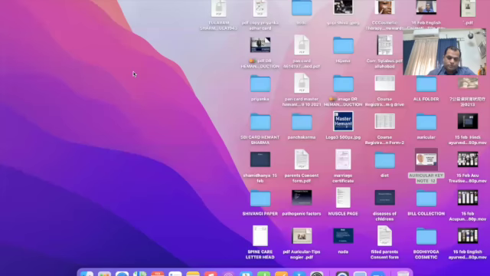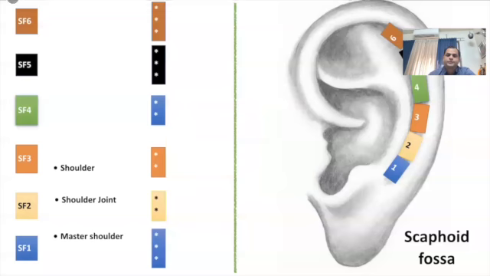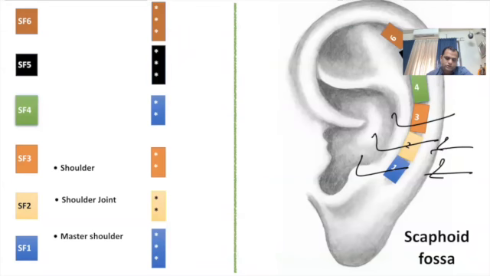So Scaphoid Fossa 1, 2 and 3. Okay. So when we are putting the seeds or we are putting the needle for the shoulder joint, we are treating all 3 parts. The point number 1, point number 2 and the point number 3. They can be considered as a shoulder point. Let's see in the other image.